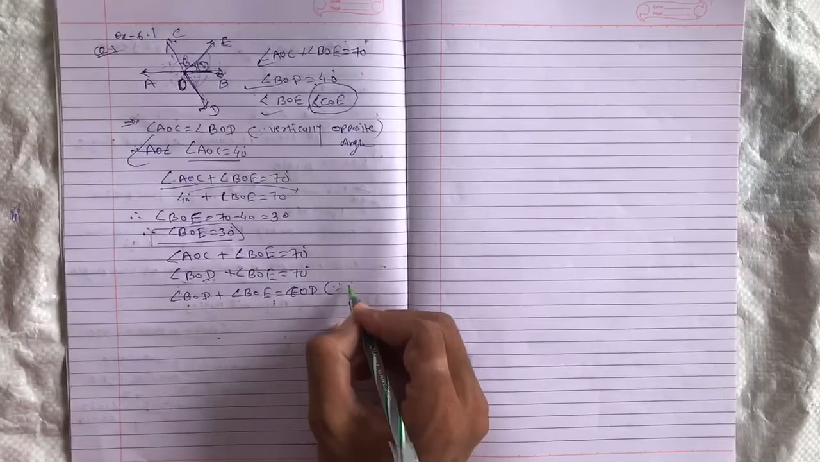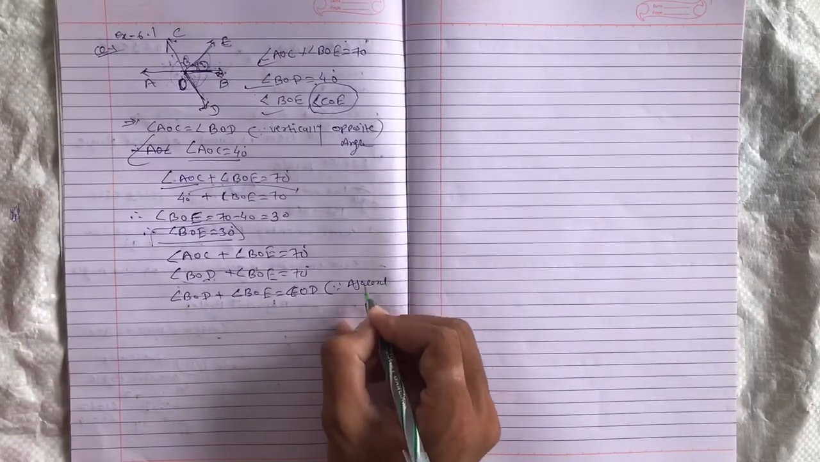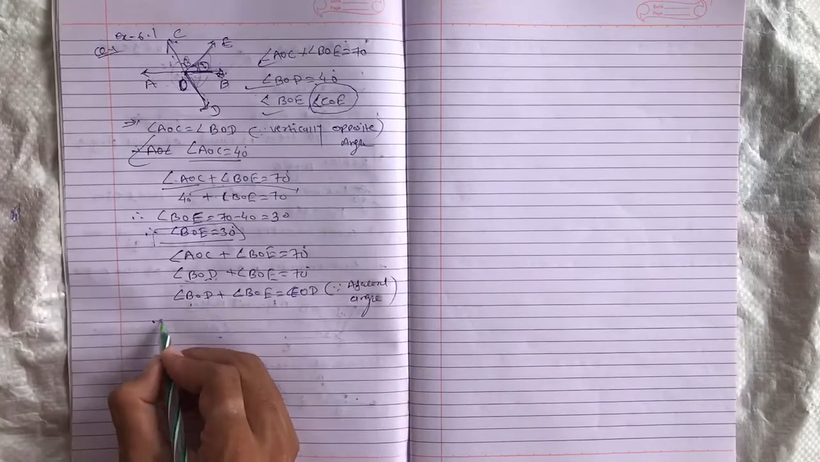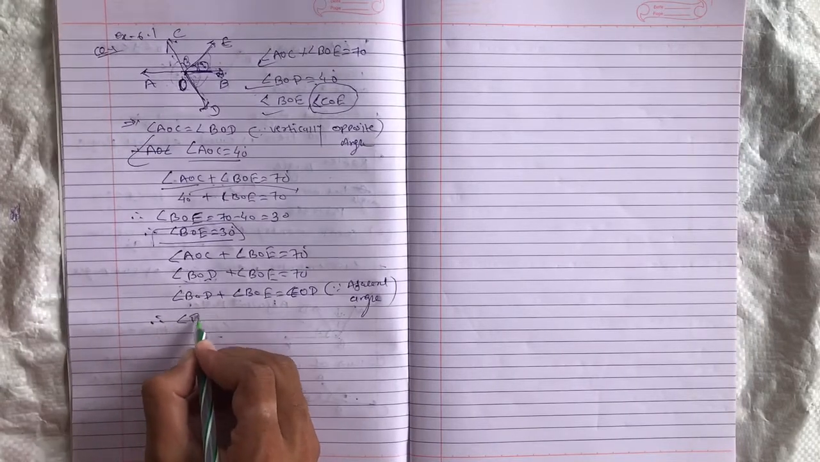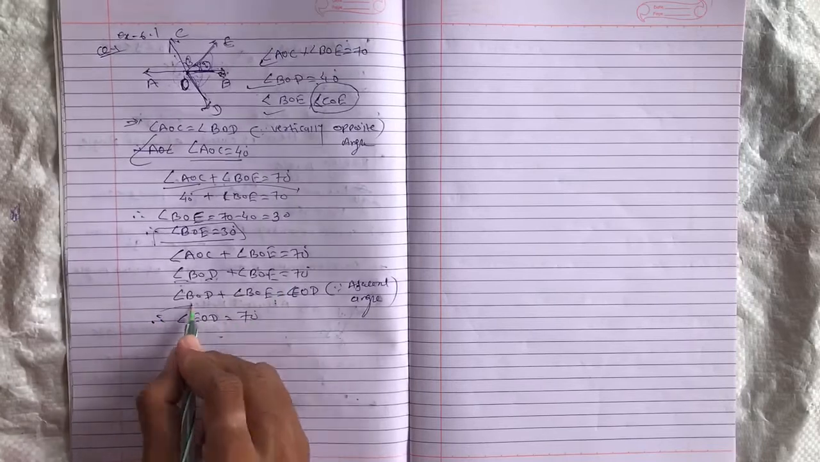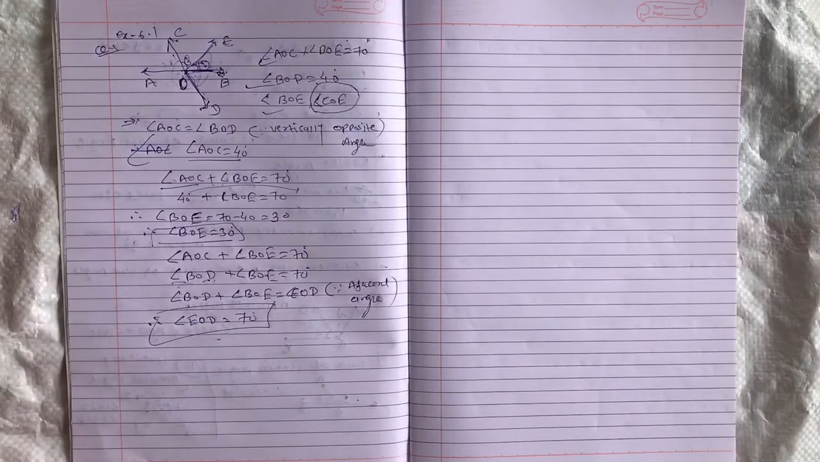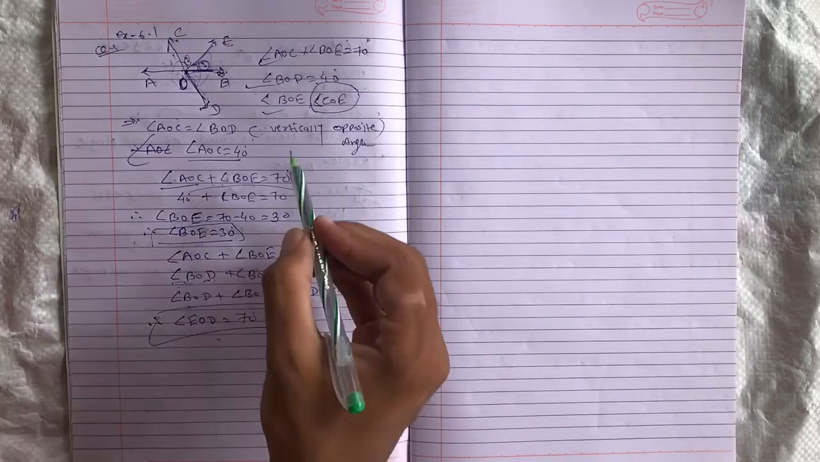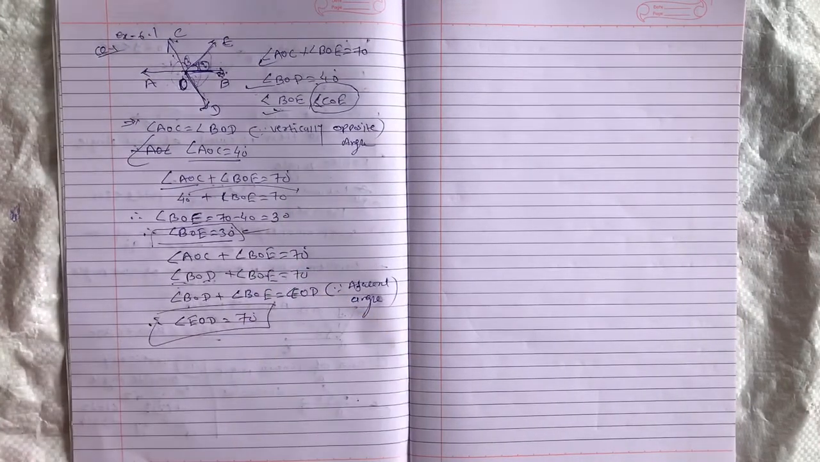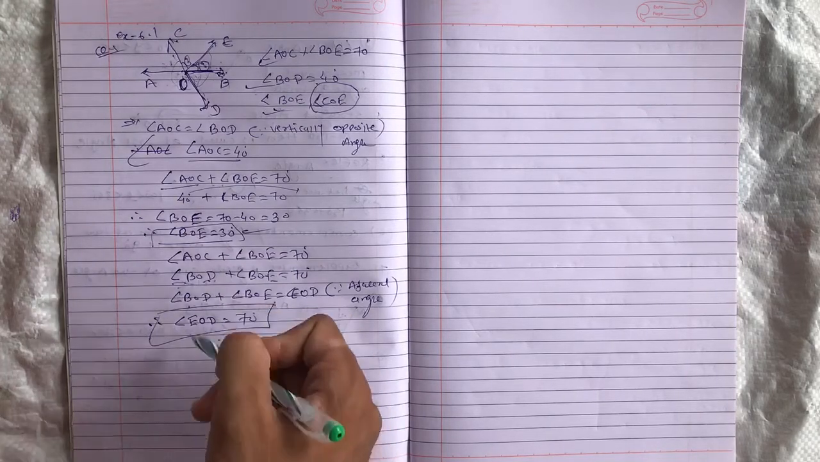EOD, because they are adjacent angles. So we know that BOD plus BOE is equal to which angle? The whole angle EOD. The reason is adjacent angles. Therefore the addition of these two angles is 70 degrees, so the whole angle EOD is 70 degrees. Now find BOE. So BOE we get here as 30 degrees. So the first part is complete.